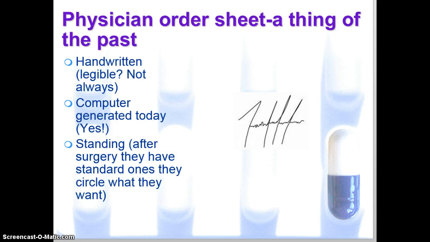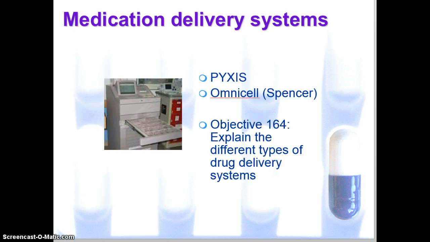With a physician's order, any patient that goes to surgery, we remember that all orders are null and void. When they come back from surgery, then everything has to be reordered by either the surgeon or the family physician.